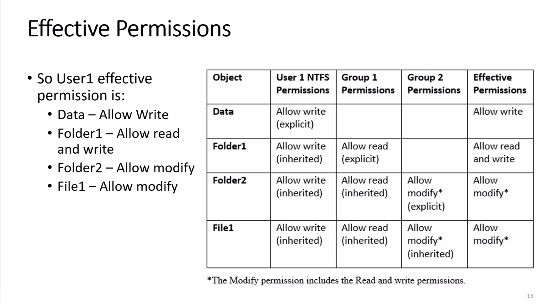For folder 2, group 2 is granted the allow modify permissions, while the allow write and allow read permissions have flowed down to folder 2. The allow modify permissions granted will allow user 1 to read, write, change, and delete to folder 2. No permissions were granted directly to file 1, and all permissions are inherited from folder 2. Therefore, user 1 has the allow modify permissions to file 1.